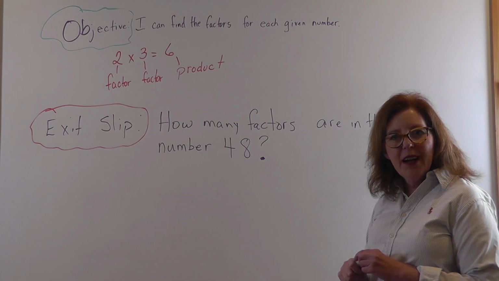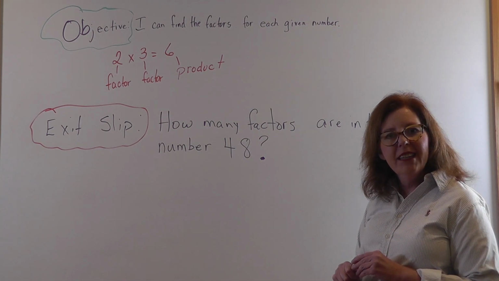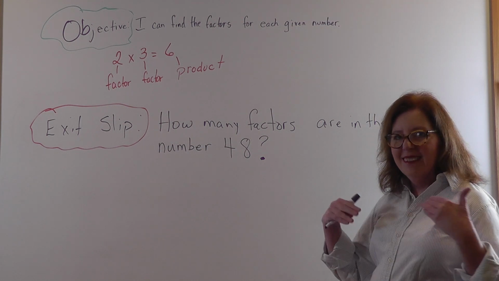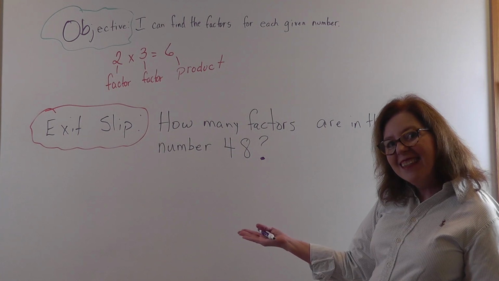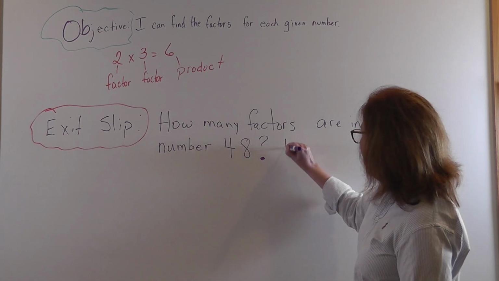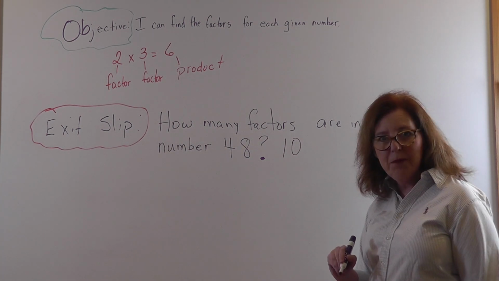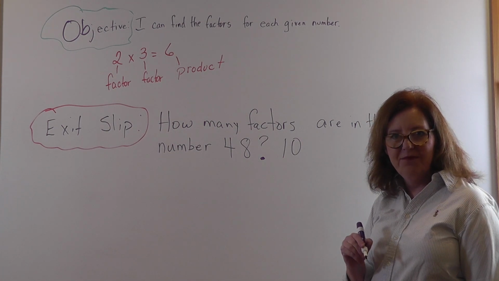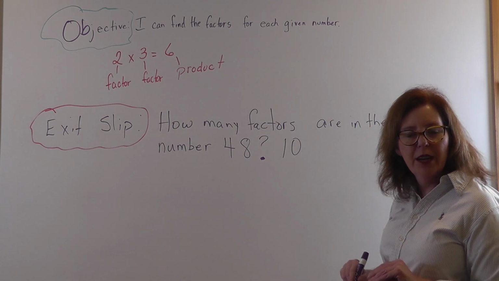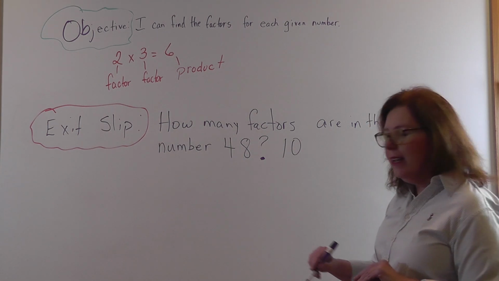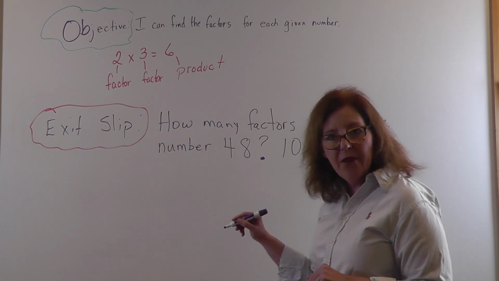Well, class, I'm going to give you the answer. And the answer is, what is it, class? It is 10. So if you have 10 on your paper, you have it right. Good job. Kiss your brain for getting it right. Now, let's go over all the factors.